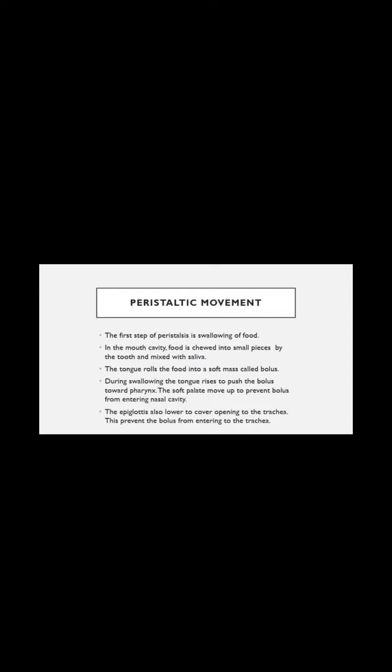Peristaltic movement. The first step of peristalsis is swallowing of food. In the mouth cavity, food is chewed into small pieces by the teeth and mixed with saliva. The tongue rolls the food into a soft mass called bolus. During swallowing, the tongue rises to push the bolus towards the pharynx. The soft palate moves up to prevent the bolus from entering the nasal cavity. The epiglottis is also lowered to cover the opening to the trachea. This prevents the bolus from entering the trachea.